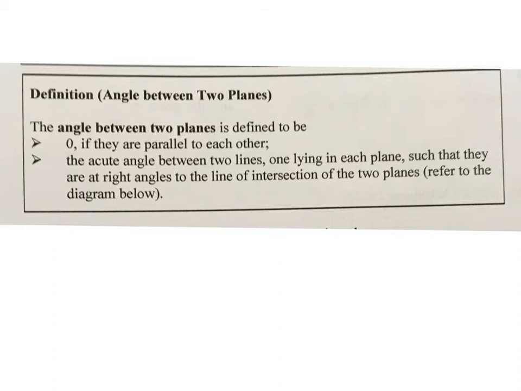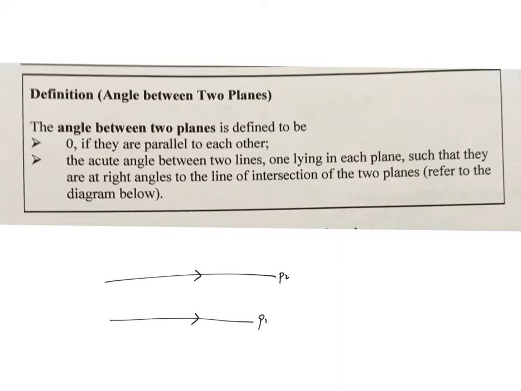So for this short video, we're going to talk about the angle between two planes. If you think about it, if they are parallel to each other, let's say if you look at it from the side view, this is plane 1 and plane 2. If they are parallel, they are definitely two parallel lines, and the angle between them is just 0. There's no angle.